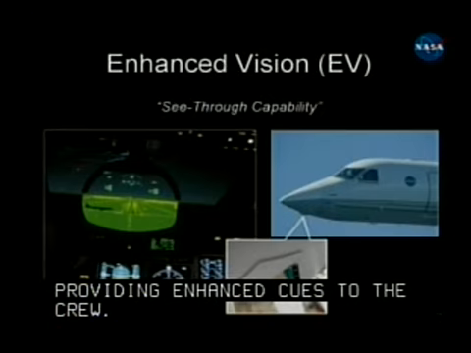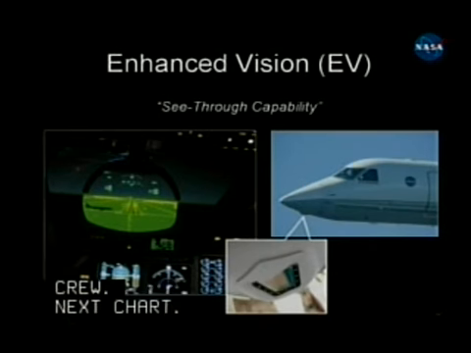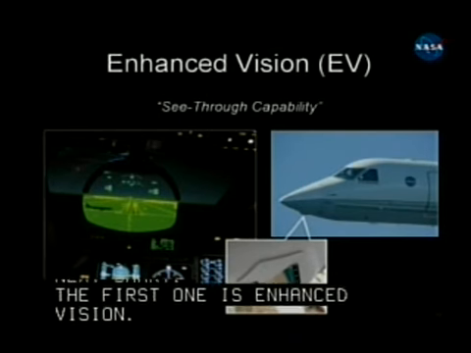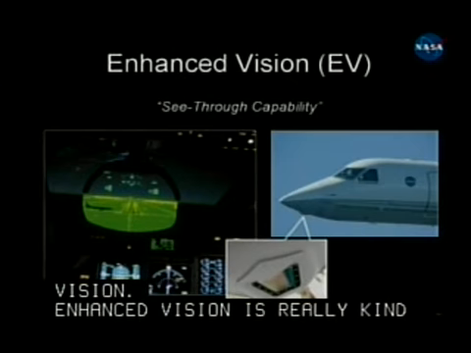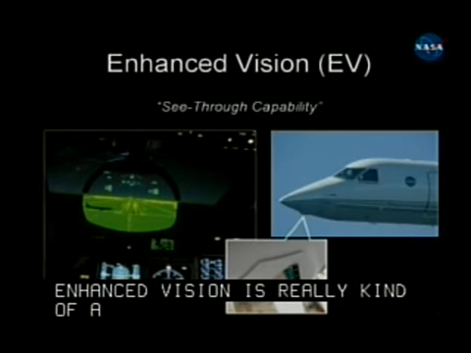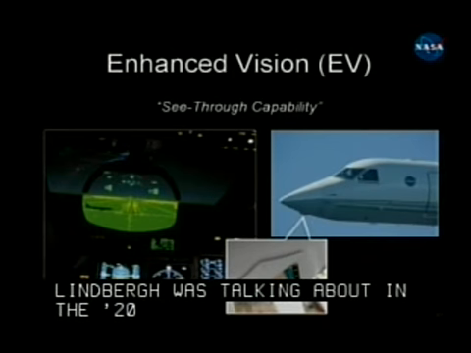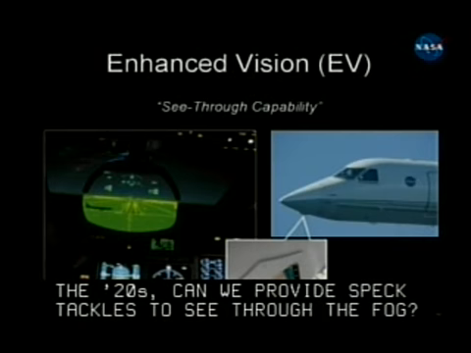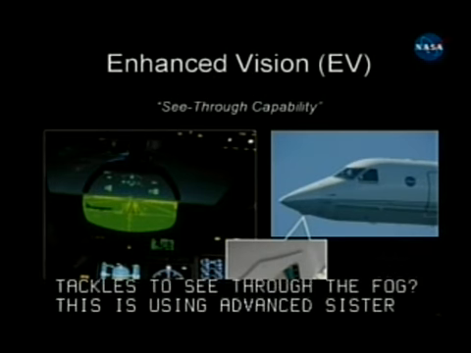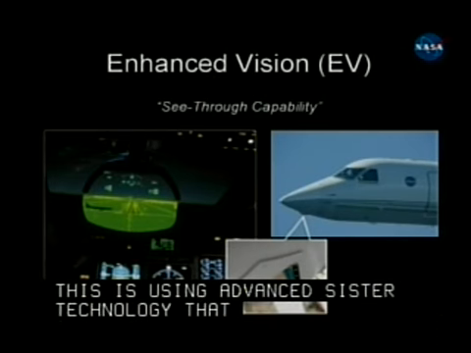Okay, next chart. The first one is enhanced vision. Enhanced vision is really today's solution to what Lindbergh was talking about back in the 20s. Can we provide some spectacles to see through the fog? Well, this is using advanced sensor technology that can see better than the human eye in some atmospheric conditions.